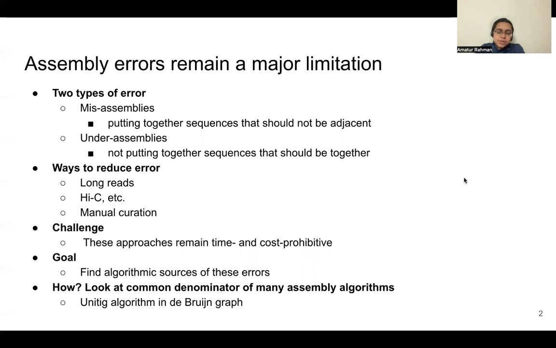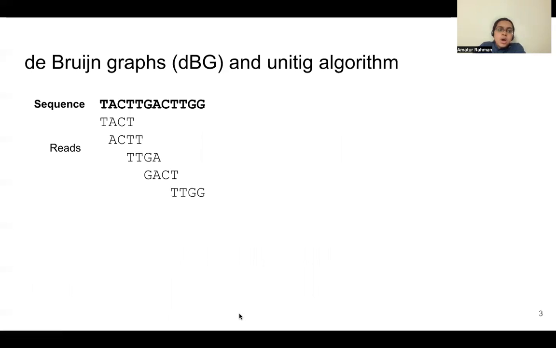We decided to investigate by looking at the common denominator of many assembly algorithms, which is the Unitig algorithm in the de Bruijn graph. So how is a de Bruijn graph constructed and what is a Unitig algorithm? In the assembly problem, you're trying to reconstruct a sequence from the set of reads given to you. Here, the reads are of length 4.